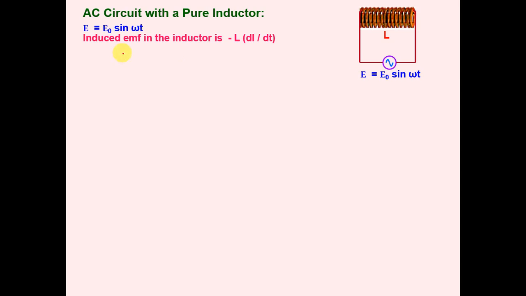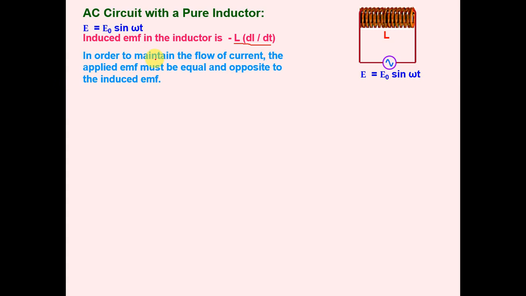Now we know that, as you see, this EMF is continuously changing in its magnitude as well as in its direction. So when alternating EMF or current is flowing through this inductor, then an EMF is induced in the inductor and its magnitude is minus L times di over dt. So this we already know.